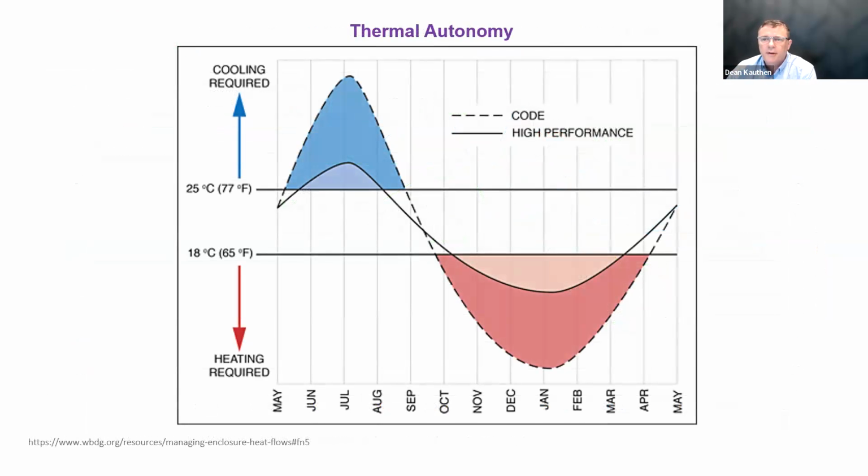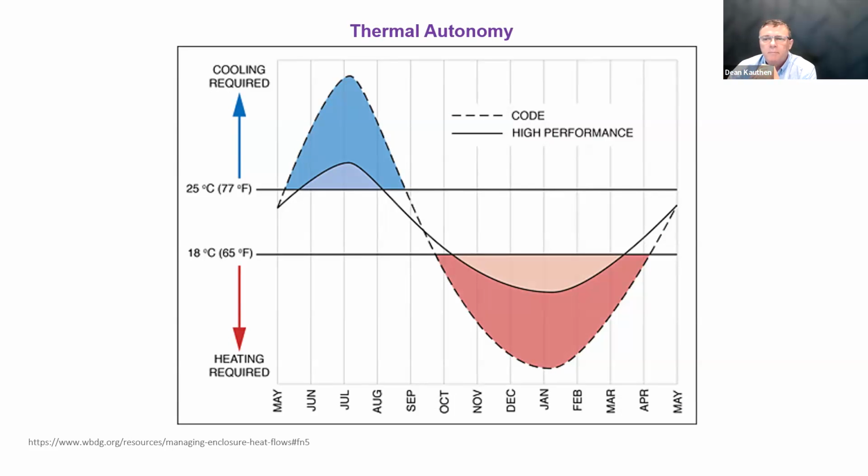So thermal autonomy is often represented as the fraction of time the building experiences active space heating and cooling energy demands. A completely thermally autonomous building that requires no heating or cooling whatsoever would have a rating of 100%. Its indoor temperature would remain between 65 degrees and 77 degrees Fahrenheit.